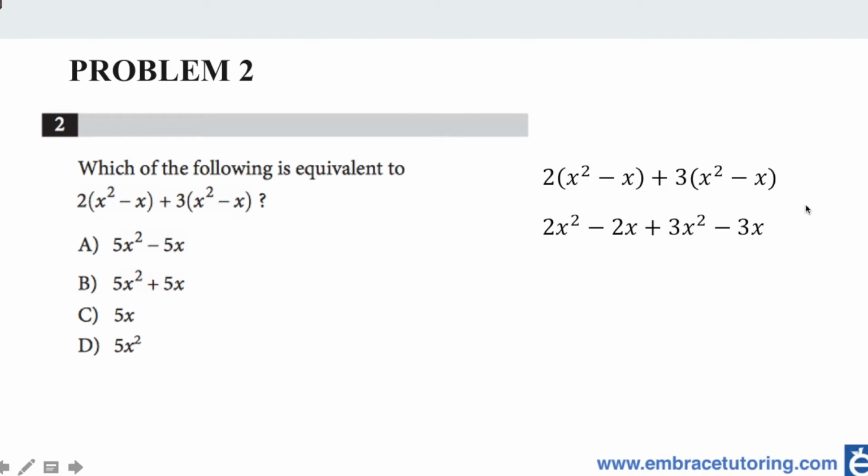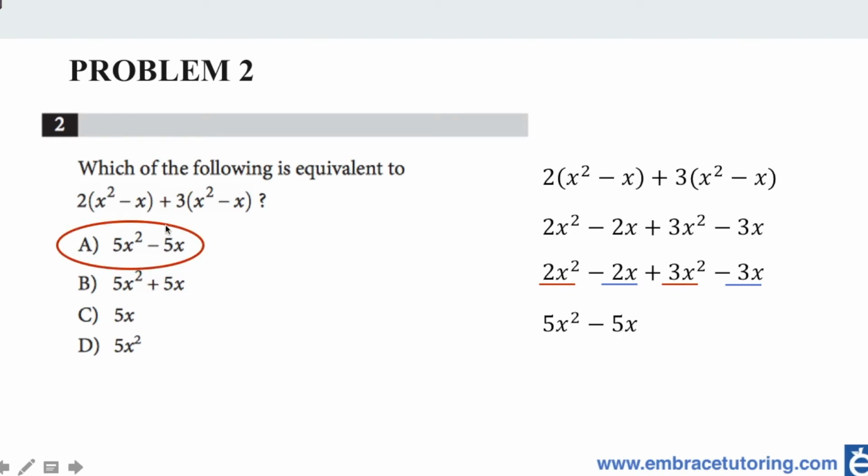And then I want to simplify and combine my like terms. And once I combine my like terms, as you see here, what I'm going to end up getting is a 5x squared, and then I'm going to combine my other like terms, and I'm also going to get minus 5x. So my answer should be 5x squared minus 5x. I'm going to check my answer choices to see if any of those reflect that, and they do. So A will be my best answer.